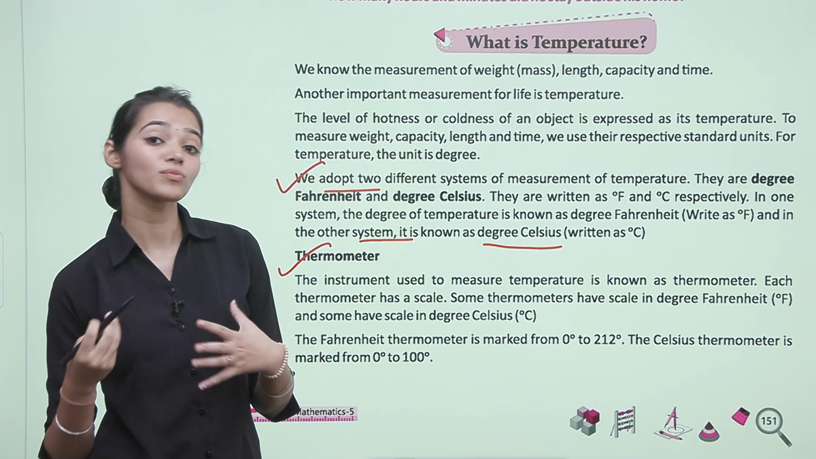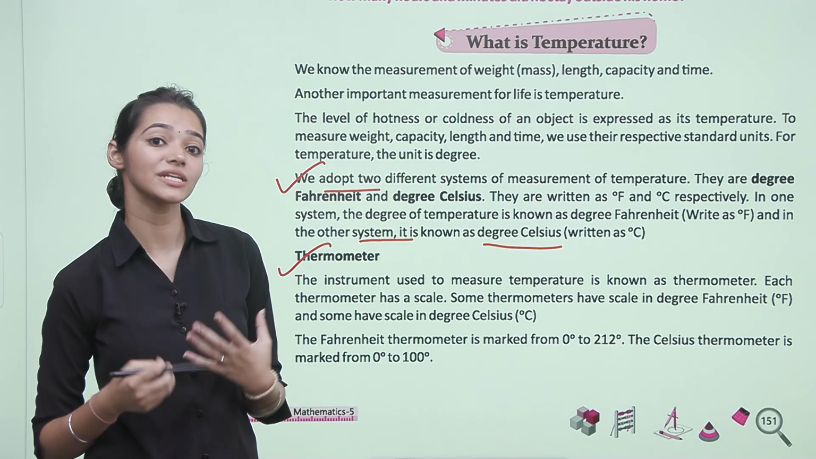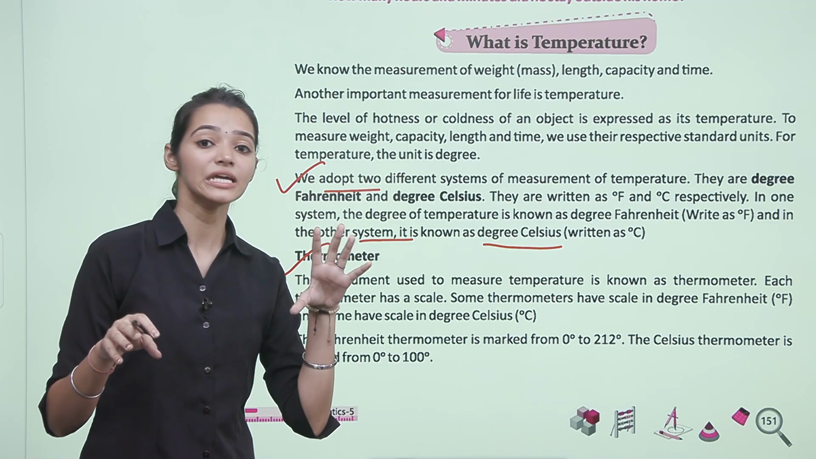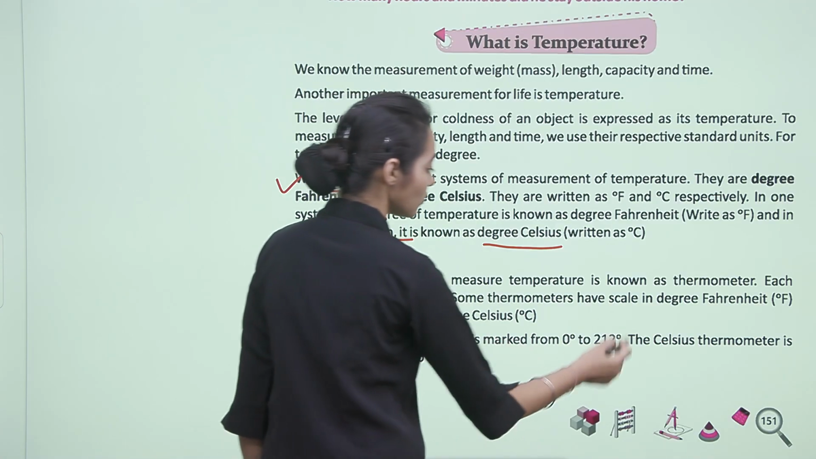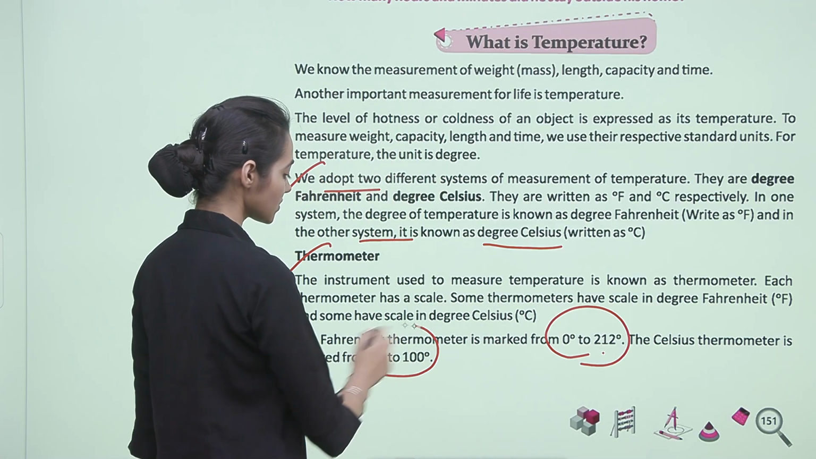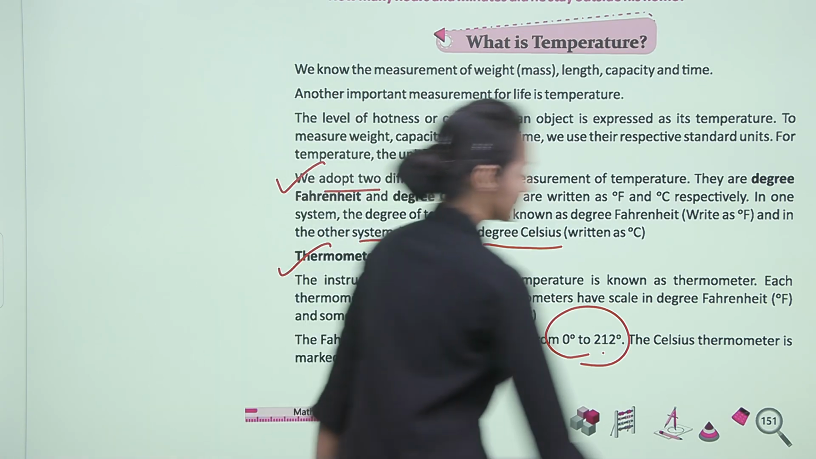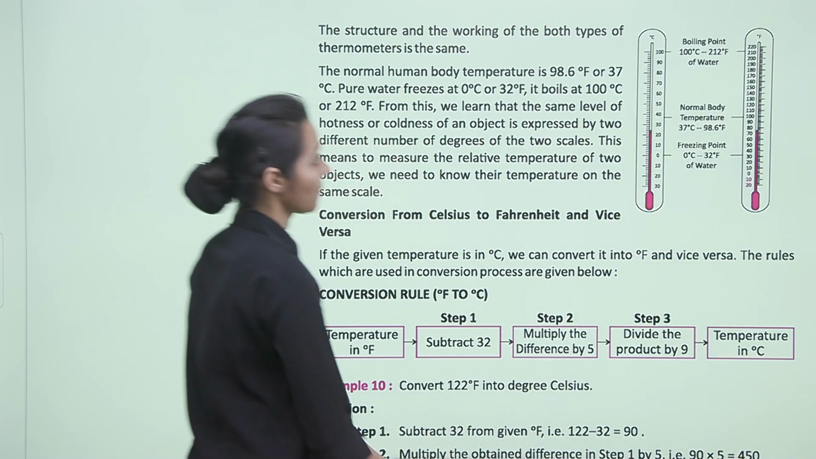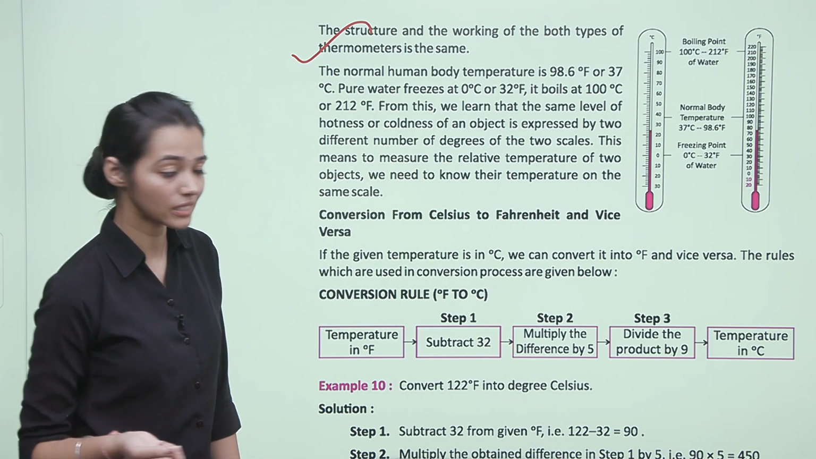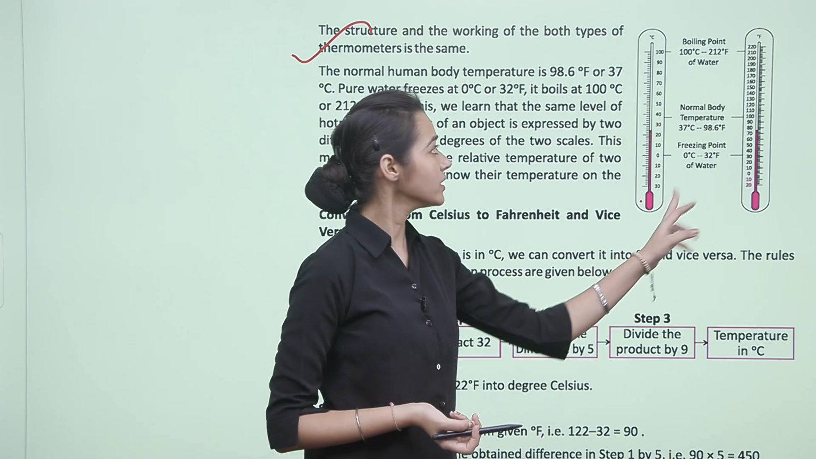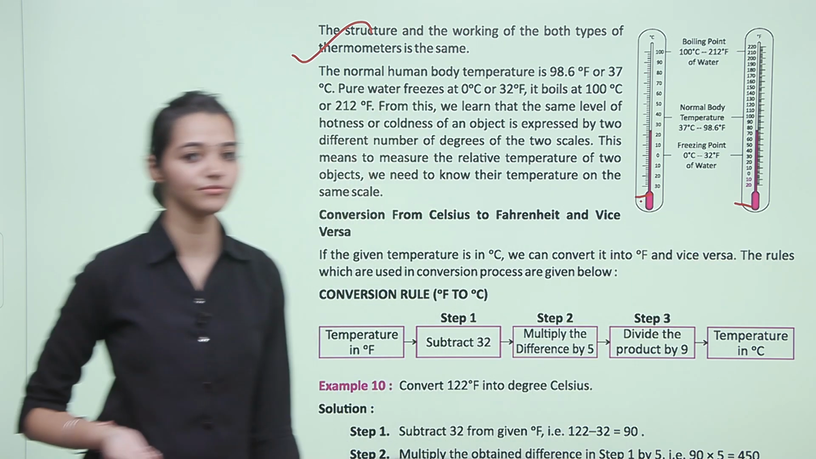The instrument that is used to measure temperature is the thermometer. Each thermometer has a scale, and some have degree Fahrenheit and some have degree Celsius. The Fahrenheit scale is marked from 0 to 212 degrees and Celsius is from 0 to 100 degrees. Here is the structure and working of both thermometers, which is the same. This one is in degree Celsius and this one is in degree Fahrenheit.